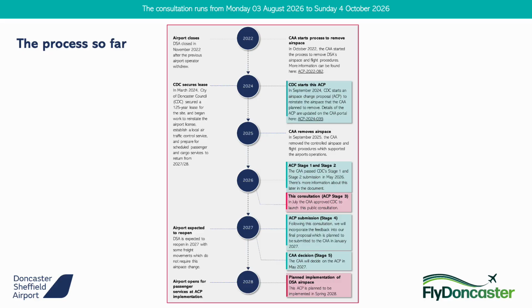The airport is expected to reopen in 2027 with some freight movements which don't require the full airspace implementation, but we do expect the full implementation of the change in spring 2028 to begin commercial passenger operations. The gap between the CAA decision in the middle of 2027 and full implementation in spring 2028 is to provide the time to enable the airport to discharge all of the planning conditions that are associated with the CAA airspace change decision. These are things such as training of all the air traffic controllers. That's not just Doncaster Airport's air traffic controllers, that's the training of air traffic controllers at NATS who handle all the flights across all of UK airspace.